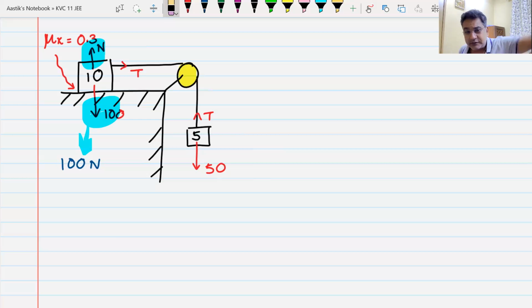There's no way this block can move there. There's no force which is moving it there. The only way this block can move is downwards. This is the acceleration A, and this is the acceleration A. Since both the strings are connected to each other by one string, both move together with the same acceleration. Do we understand this?